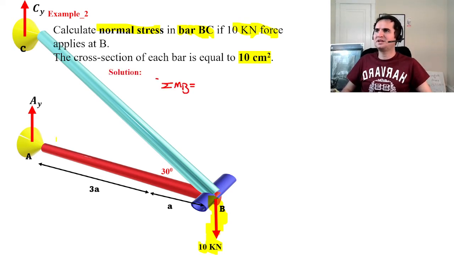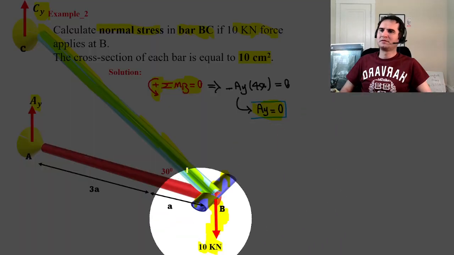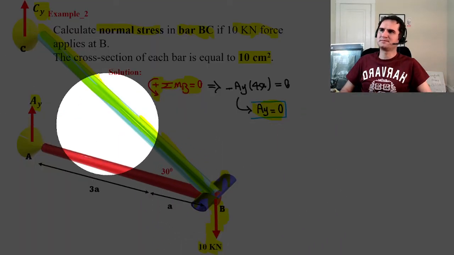Now in this condition, again, we have Ay and Cy, and the summation of moment about point B again goes to 0 in the pin. So that gives Ay times 4A goes to 0, so Ay is 0. This force just passes through the point B, so it exerts no moments.